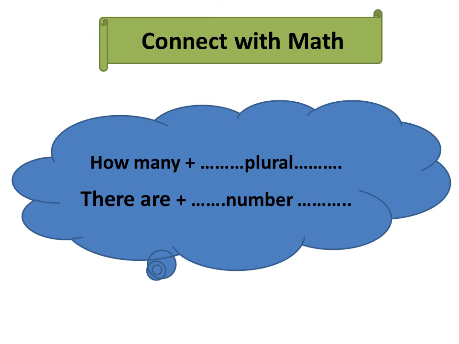Okay, now let's move to how to ask about numbers. إزاي يسأل على عدد شيء معين. To ask about numbers, we use how many. How many يعني كم العدد. And always how many is followed by plural nouns. Again, how many لازم يجي وراها اسم جمع.